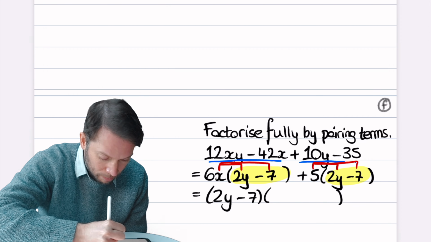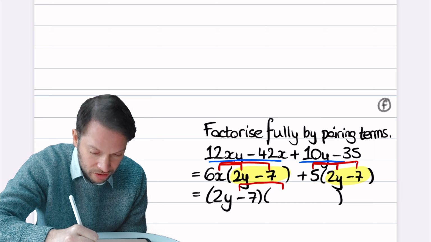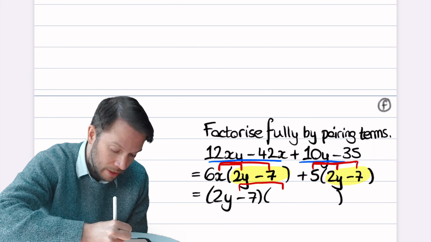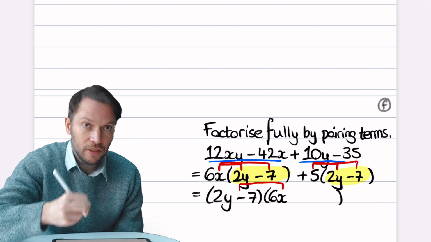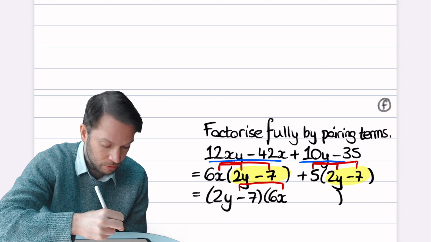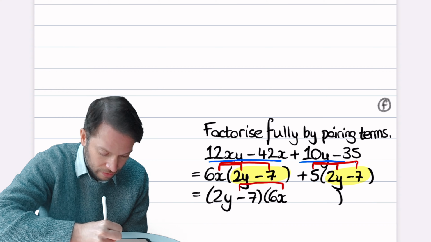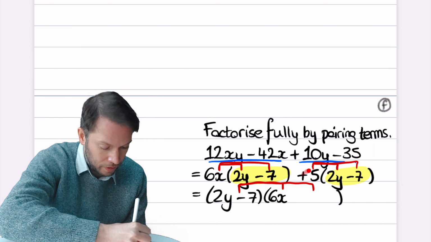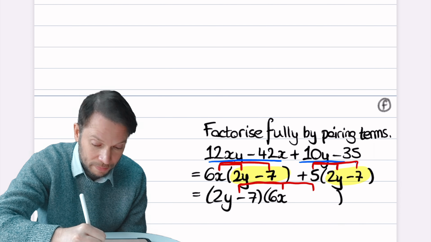We say 2y minus 7 multiplied by what gives you 6x(2y minus 7)? Well, it's just 6x, isn't it? 2y minus 7 times 6x is 6x(2y minus 7), same thing, but just a different order. And then we do 2y minus 7 multiplied by what is equal to this 5(2y minus 7)? Well, it's just plus 5, isn't it?